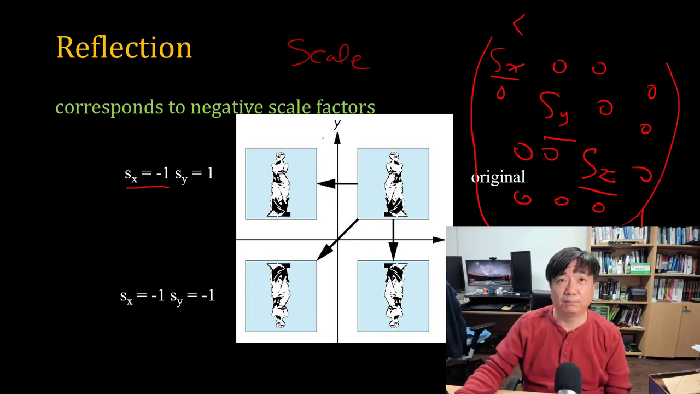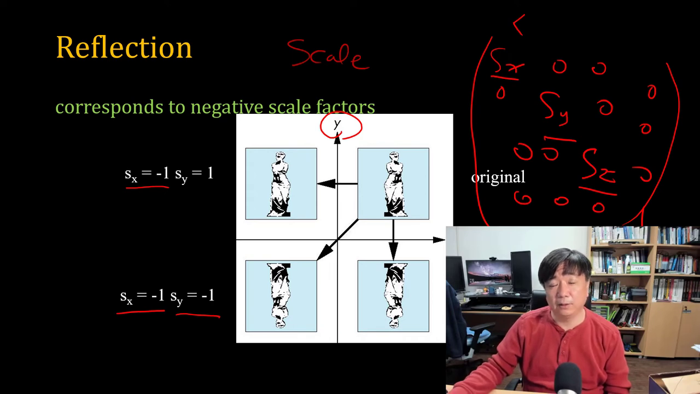For example, if scale x is minus 1, then we can get the reflected image with respect to the y axis. And if we set scale x to minus 1 and scale y to minus 1, then we can flip the image vertically and horizontally.